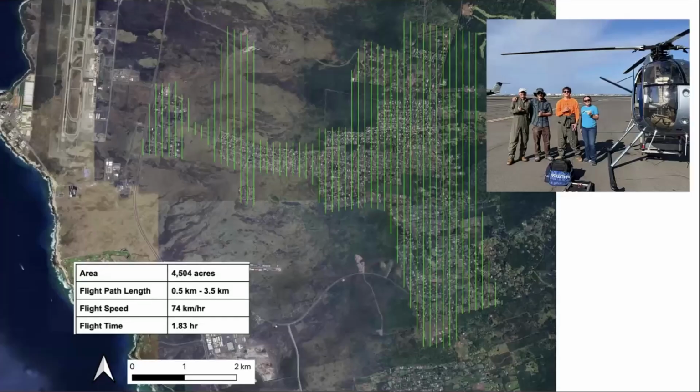This is the flight path for that day. They flew at around 500 meters, and the area covered was around 4,500 acres. And the flight took a little under 2 hours. And up in the right-hand corner, shout out to the flight crew, my coworkers, Olivia Jarvis, Andrew Meyer, as well as my mentor, Dr. Perroy, and David Okita, who's not in the picture. He was the pilot.